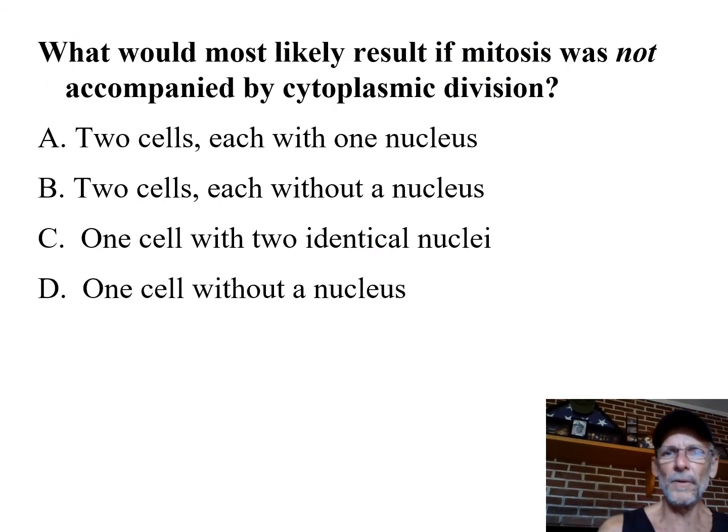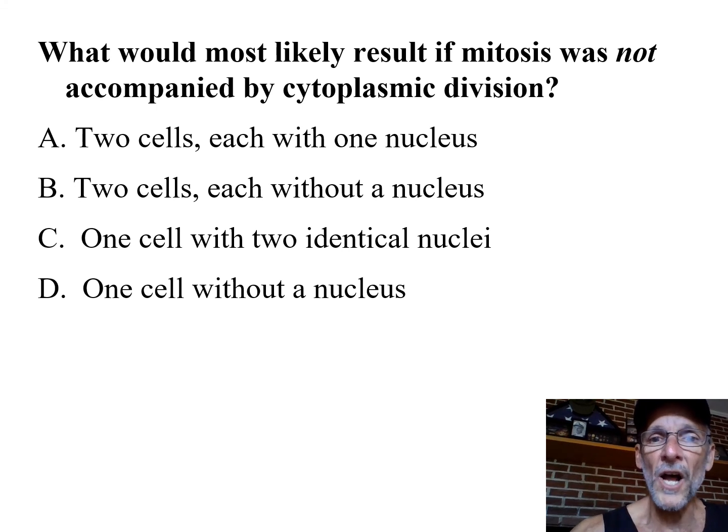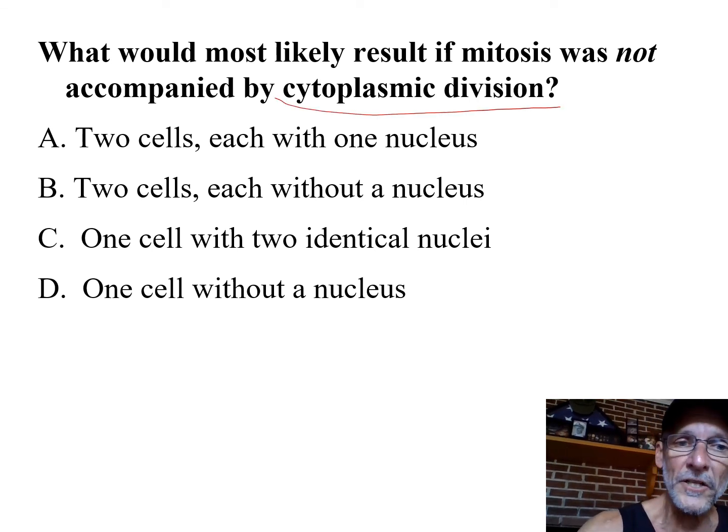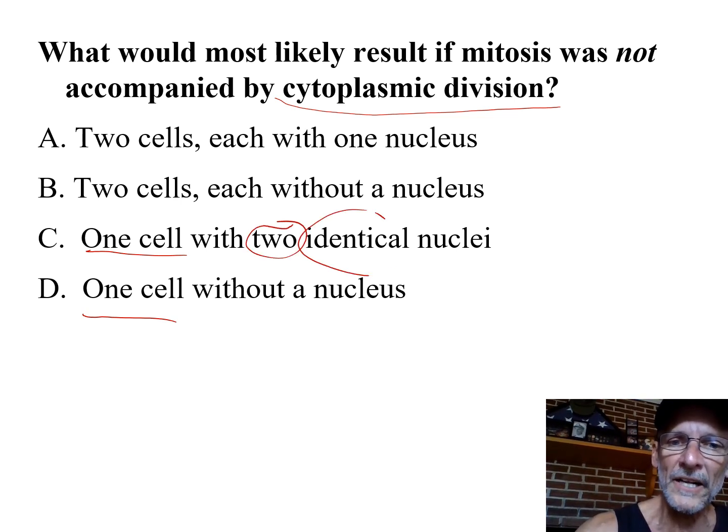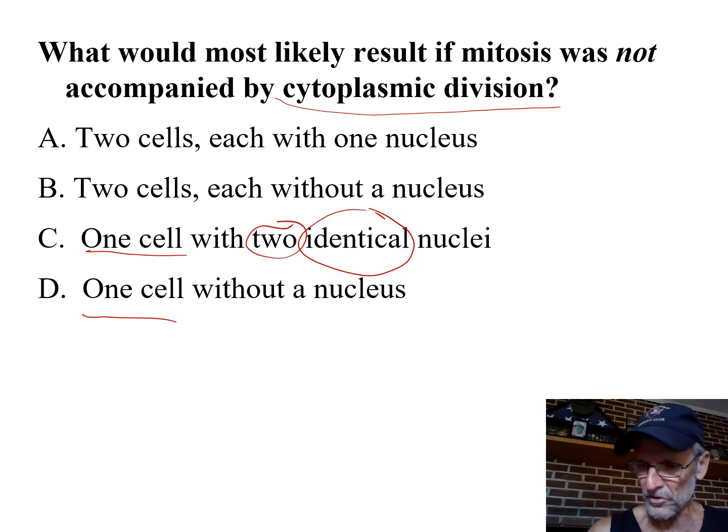Okay. Mitosis did not have cell division. We talked about this. You'd have two cells, right? No, you wouldn't have two cells, because if the cytoplasm didn't divide, you'd only have one cell. How many nuclei would it have? Two, and they'd be identical to each other. Mitosis happens without cell division, like in the muscle cells we talked about.